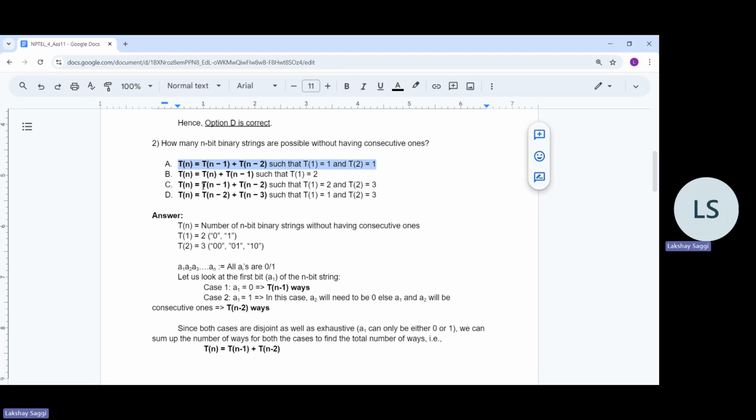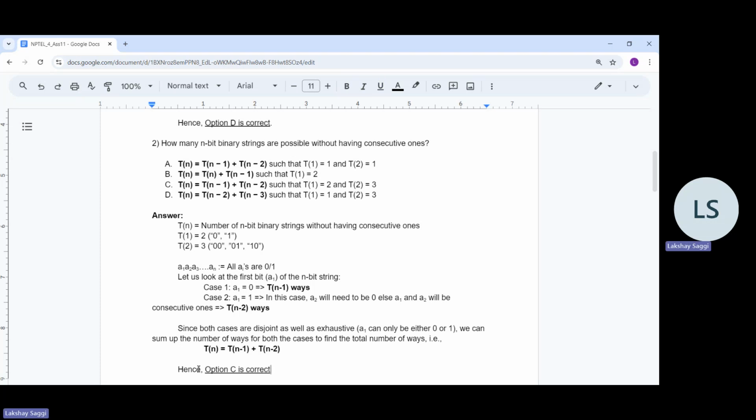It's given in option A as well as option C, but the base cases in option A are T of 1 is 1 and T of 2 is 1. But that is incorrect. In option C, we have base cases that T of 1 is 2 and T of 2 is 3, which is the correct answer. So option C is actually correct. Hence, C is correct.